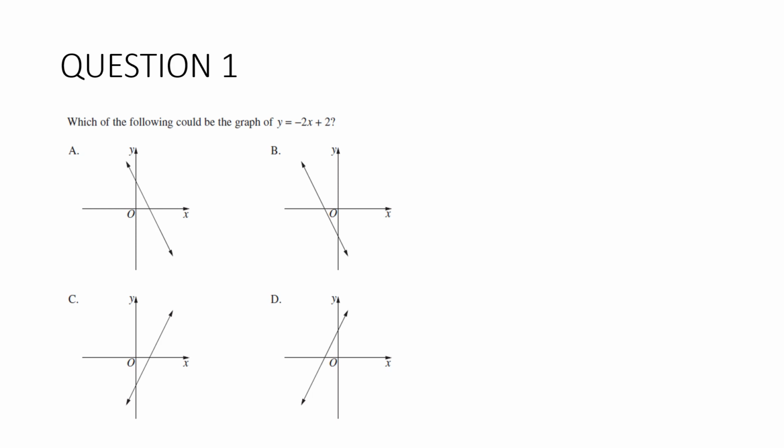Here's question 1. Which of the following could be the graph of y equals negative 2x plus 2? Now we're expecting this to be a nice easy question, so you should be getting this one right. We can see that the gradient is negative 2, so it's downhill. Cannot be C or D. We can also see that the y-intercept is at 2, so can't be here, it has to be A.